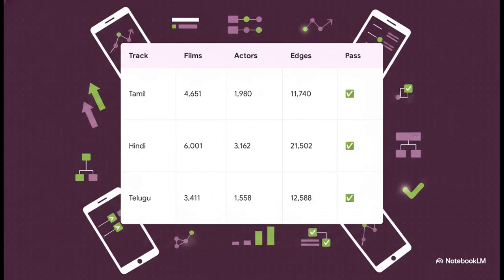But when the team actually ran their pre-built script against Wikidata for the Tamil, Hindi, and Telugu tracks, the results were incredible. All 3 cleared the thresholds massively. We're talking anywhere from 6 to 30 times over the bar. Hindi only needed 2,000 edges, and they found over 21,000. Boom. The biggest risk of the whole project was retired instantly. They knew, for a fact, they had enough data to run these puzzles for decades.